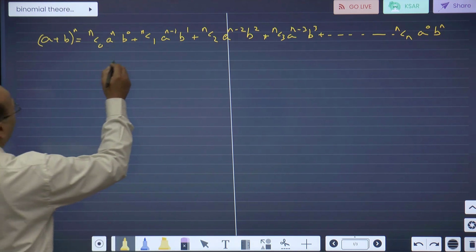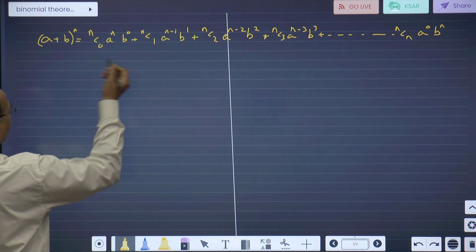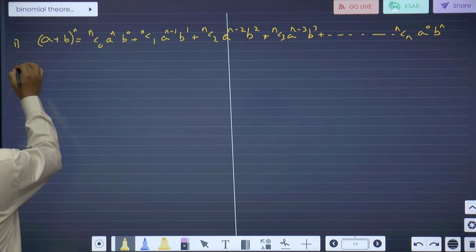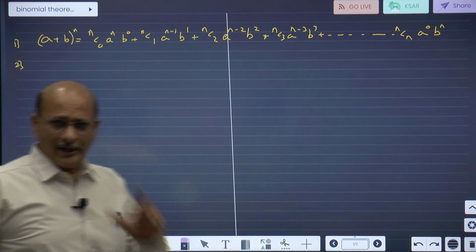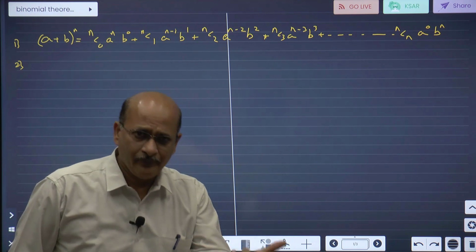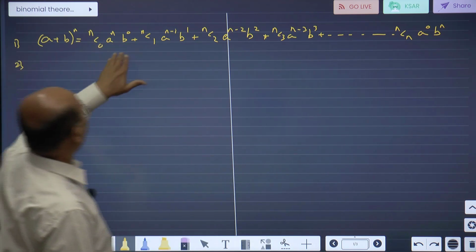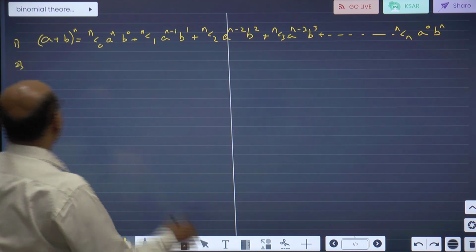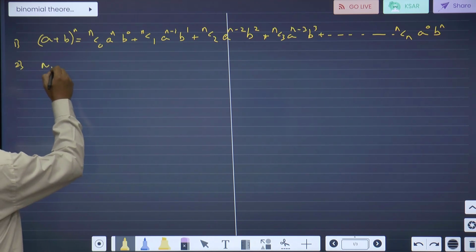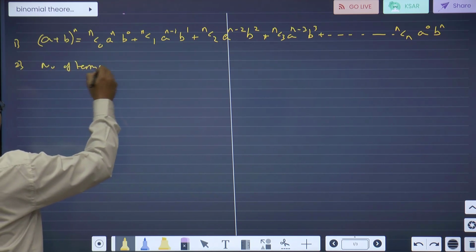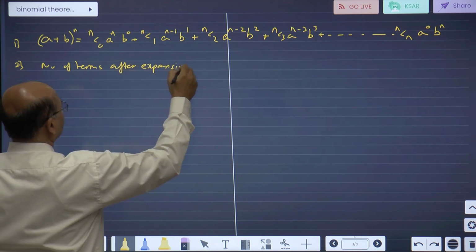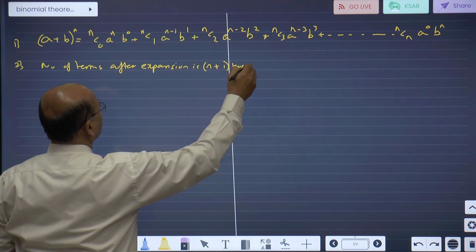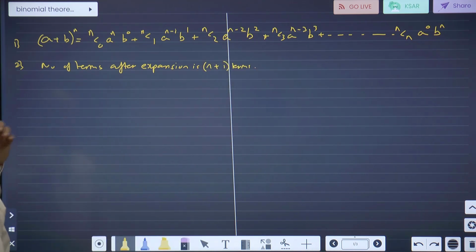Let us take an example now. The first point which I wanted to explain is the expansion. The second point is, whenever you have (a + b) raised to n, the total number of terms, first term, second term, third term, fourth term, fifth term, after expansion happens to be n plus 1 terms. Okay. Now let me give an example for it.